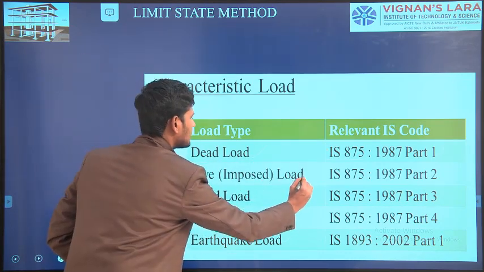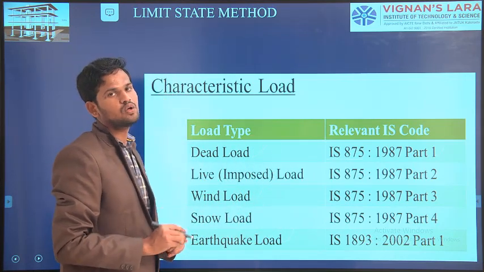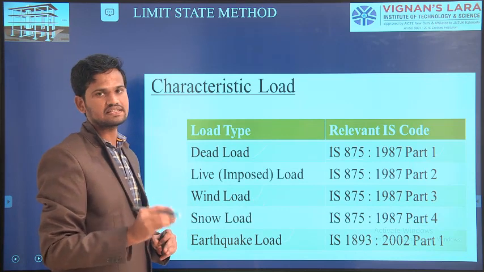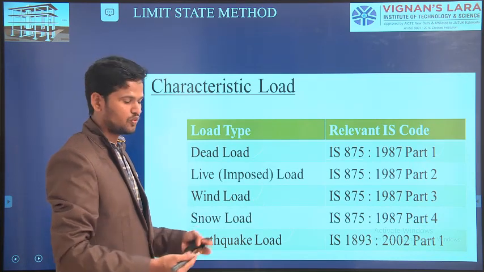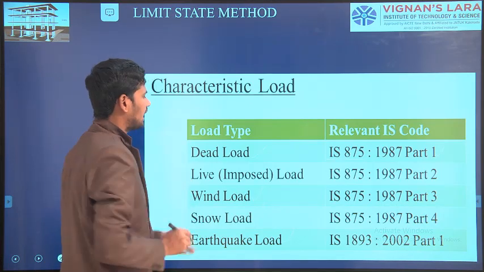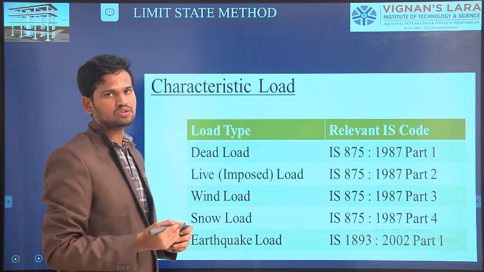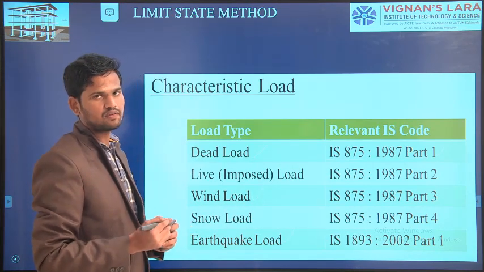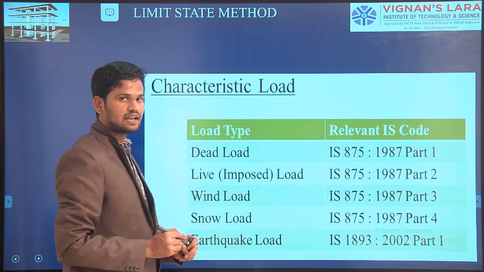And the second one is the imposed loads. Imposed loads are nothing but the moving loads. Any furniture, kitchen items, all the moving vehicles or moving persons, all these loads will come under the category of live load. In live load, IS 875 part 2, you will observe what the different types of live loads are and how these loads will act on the building. We will discuss it in the live load.